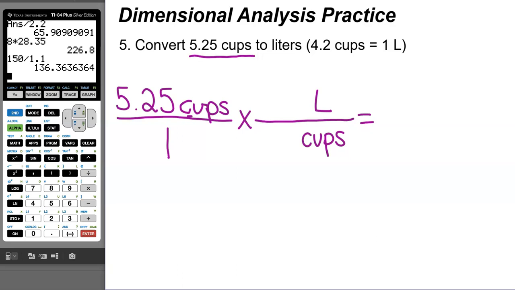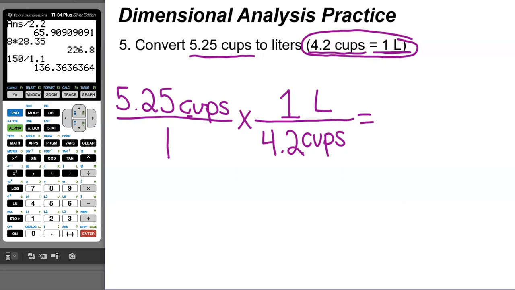Now that we've got those units set up properly, now let's look at our given equality. 4.2 cups equals 1 liter. And we'll pair those numbers up with where they go in our conversion factor. So 4.2 cups, so I'm going to put a 4.2 next to cups, which happens to be in my denominator. And then 1 liter equals 1 liter, so I'll put 1 up in the numerator of my conversion factor.